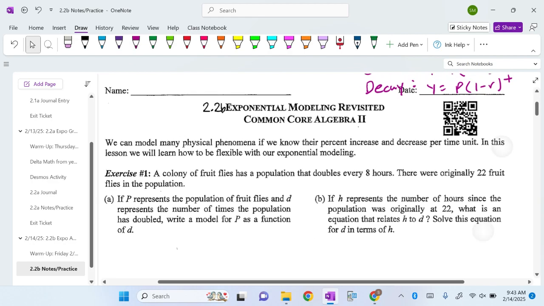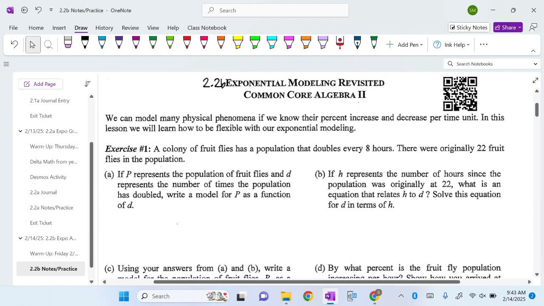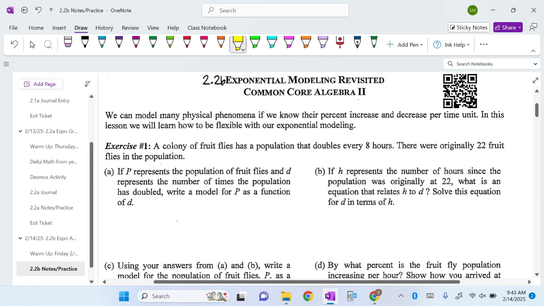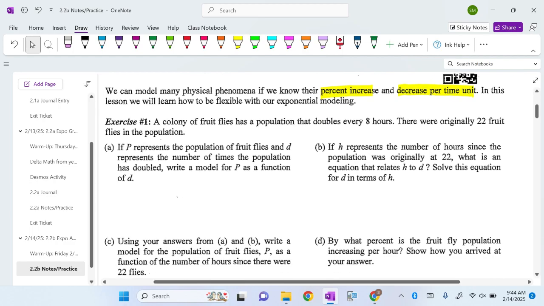Now, we're going to learn about a couple of other ways that we do exponential functions. So, first off, we can model many physical phenomena if we know their percent increase and decrease per time unit. So in this lesson, we'll learn to be more flexible with our exponential modeling. So we're still going to be using these two formulas, but we're going to do more manipulation to them. All right. Guys, make sure you got your packet out.